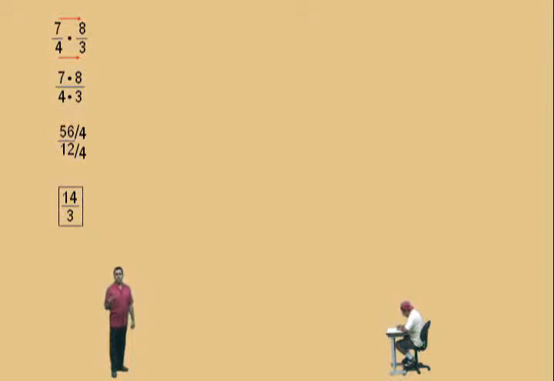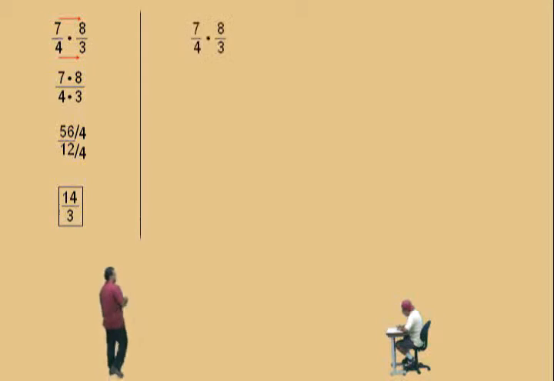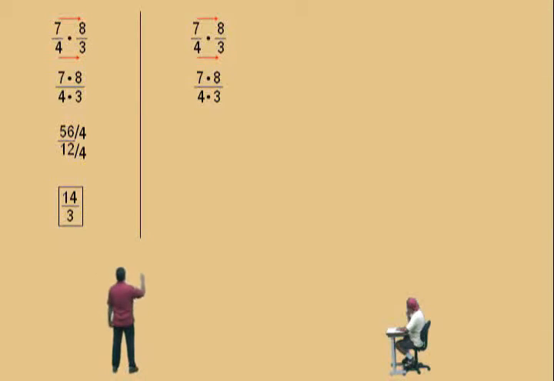Now, that was a tough way of doing that problem. We would like an easier way. So let's do it that way now. Same problem here. Remember, multiplying straight across the top, straight across the bottom, we're actually going to reduce before we multiply. Some people call this cross-canceling. We're just reducing. When you reduce, you have to choose a number from the numerator and a number from the denominator that are both divisible by the same number. In this case, we're using the 8 and the 4. They're both divisible by 4. So we're going to divide the 8 by 4 and the 4 by 4.